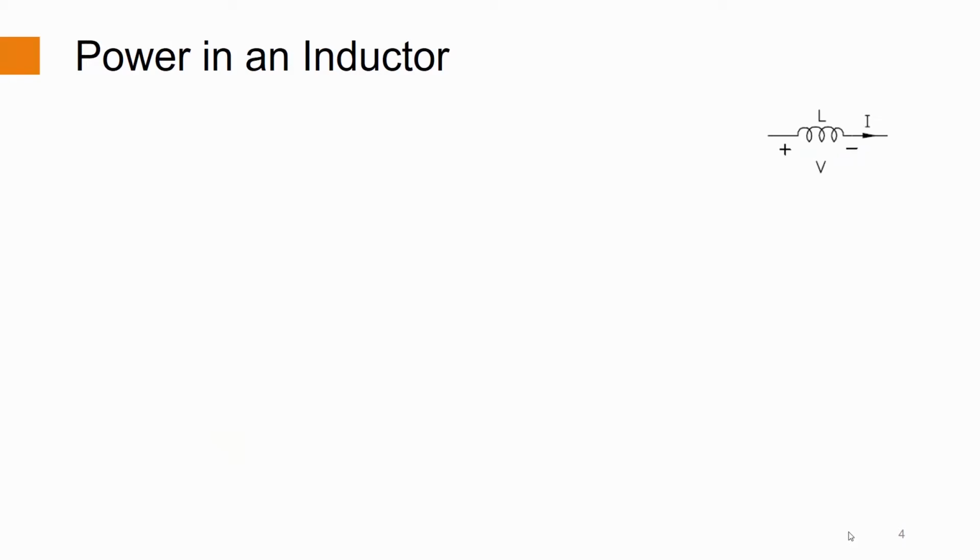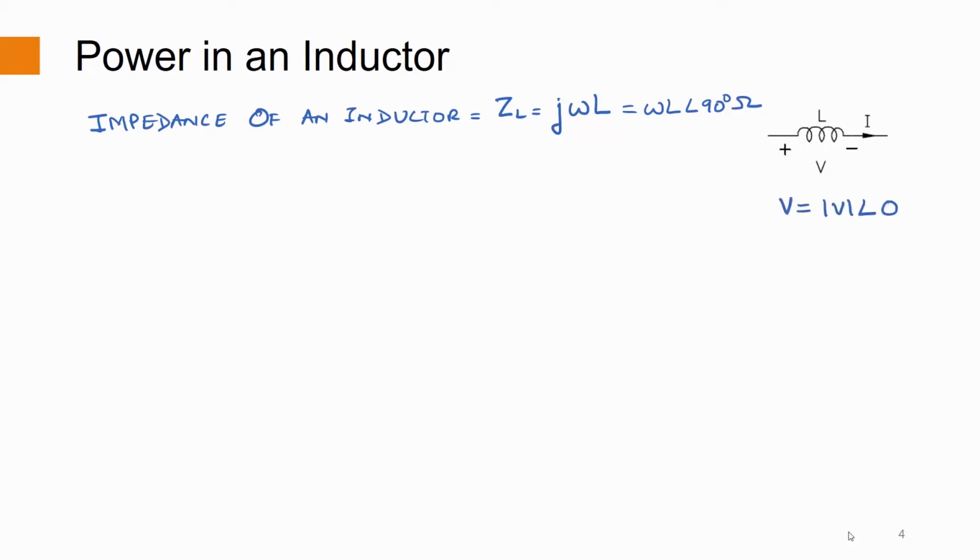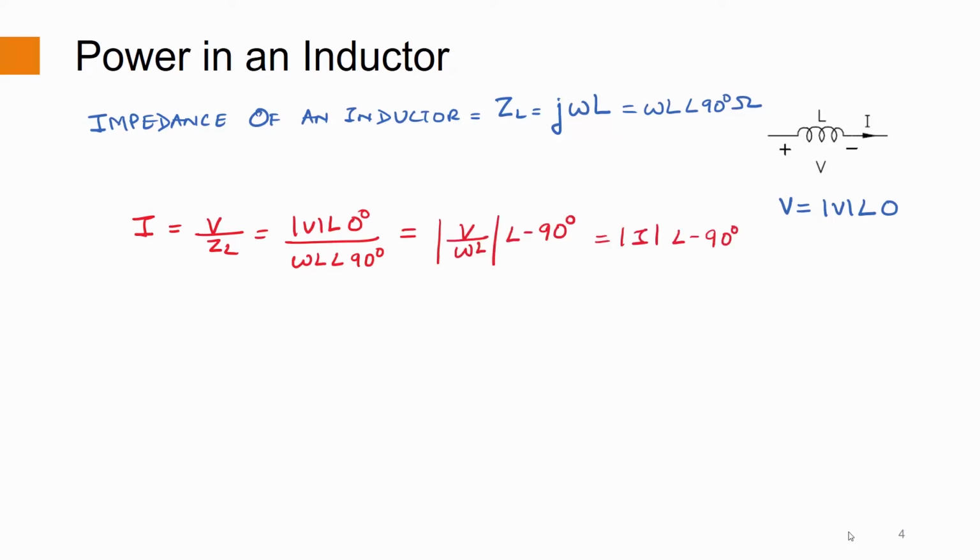Next, let us look at the complex power in an inductor. The impedance of a pure inductor is ZL, which is equal to j omega L or omega L at an angle of 90 degrees. Taking the voltage as the reference phasor, V is equal to V at an angle 0 degrees, we find the current phasor as V divided by ZL, or V at an angle 0 divided by omega L at an angle of 90 degrees, which is V divided by omega L at an angle of minus 90 degrees.